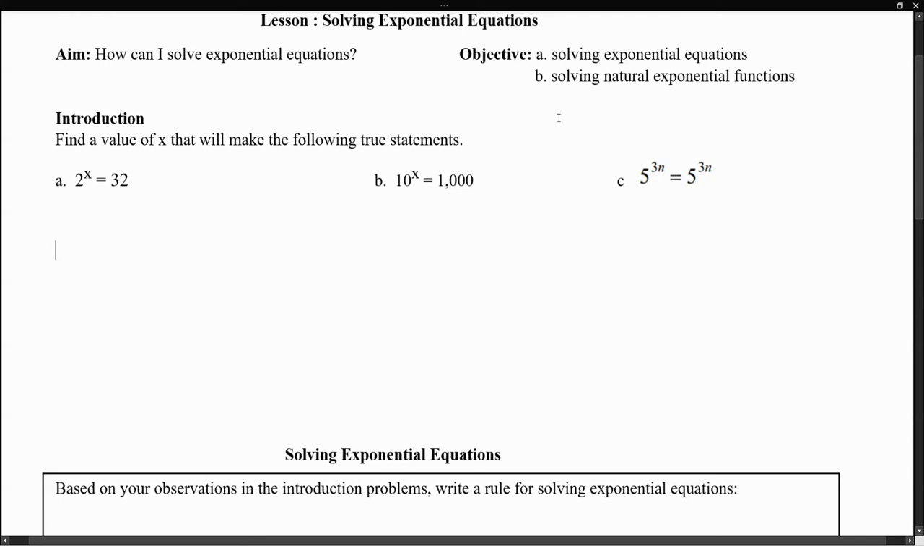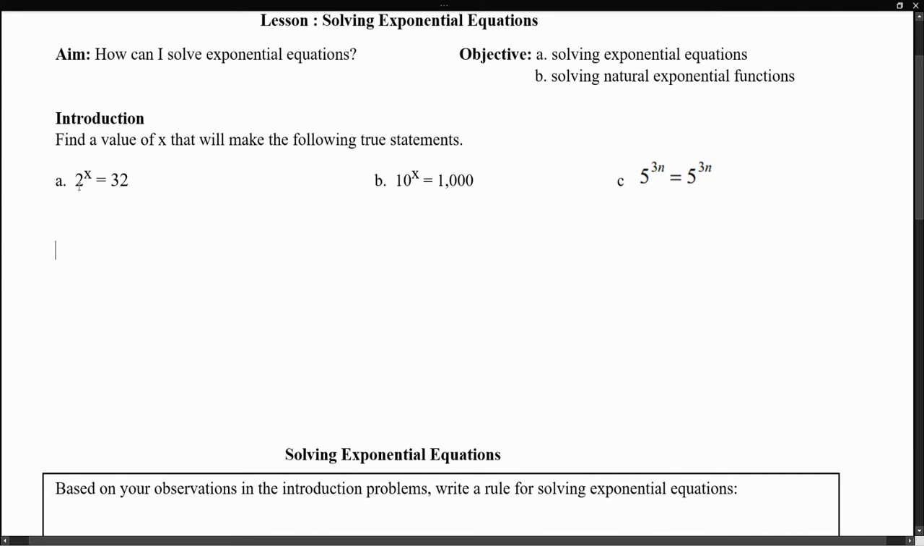Welcome. In this video, we're going to be discussing how to solve exponential equations. So let's get started. Let's start by looking at this small introduction question, which states: let's find a value of x that will make the following statements true. Looking at example A, note that this is an example of an exponential equation.